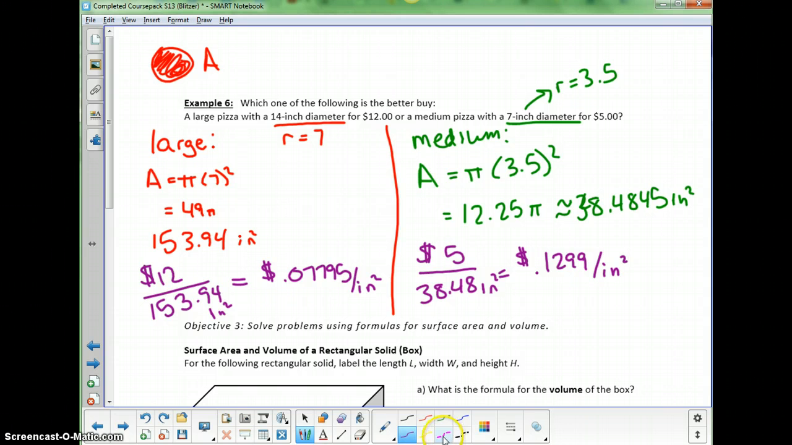So, which one's the better buy? Well, not surprisingly, I suppose, it's the large pizza. That's the better buy. That one is about 8 cents per square inch. The other one costs us about 13 cents per square inch. So you actually get a measurement of how much better it is, which is also useful.